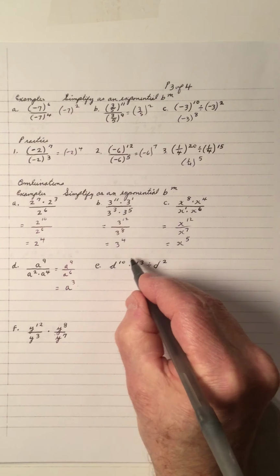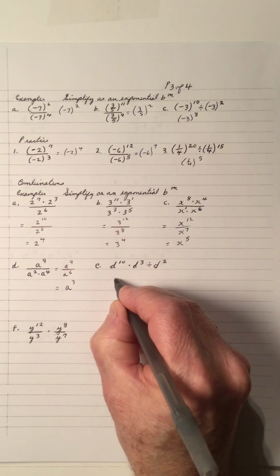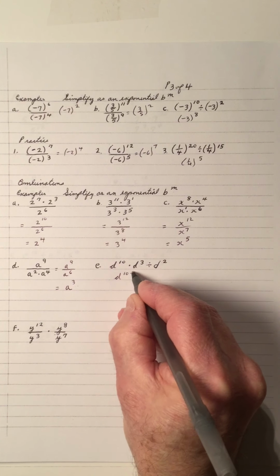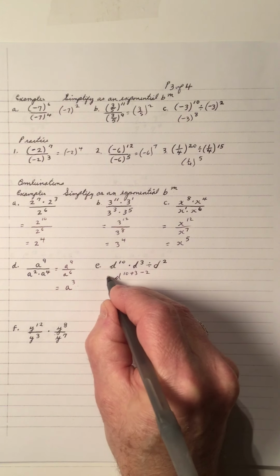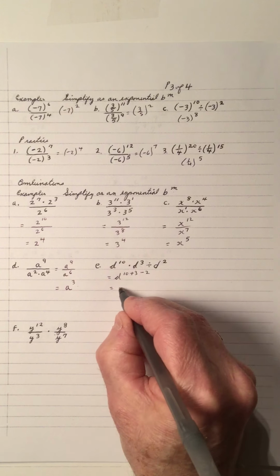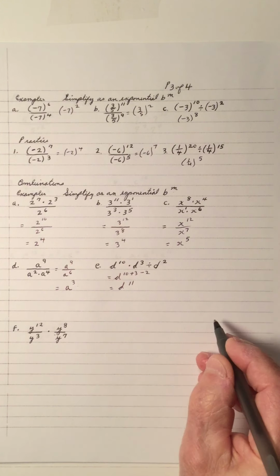E, we have a multiplication and a division. Well, the base is d. That's all, the base is d, so we can say when we multiply, we add, and when we divide, we subtract. That makes sense. Multiplication, add exponents; divide, you subtract. So that gives me 13 subtract 2 is 11.